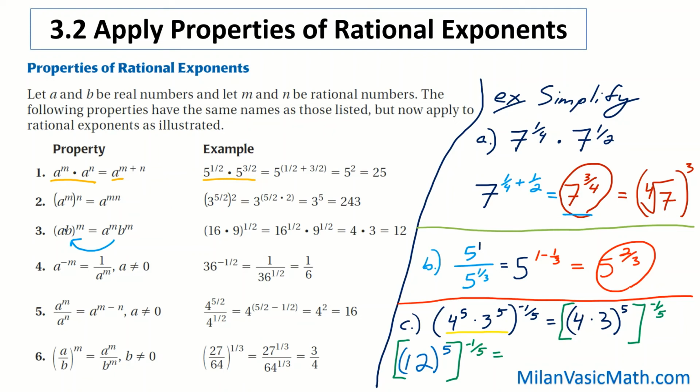And next, because I have a power raised to a power, I can multiply the exponents. 5 times negative 1/5 gives me negative 1. I get 12 to the negative 1 power, and then you just have to write it as 1/12. There's the final answer.